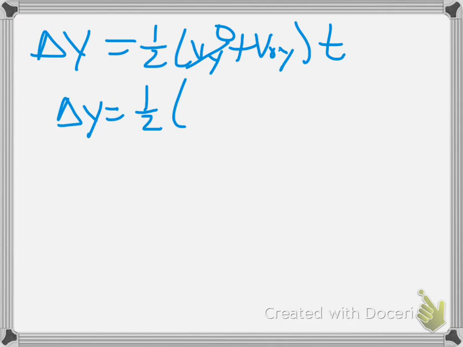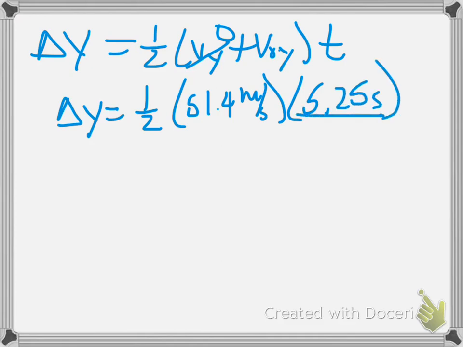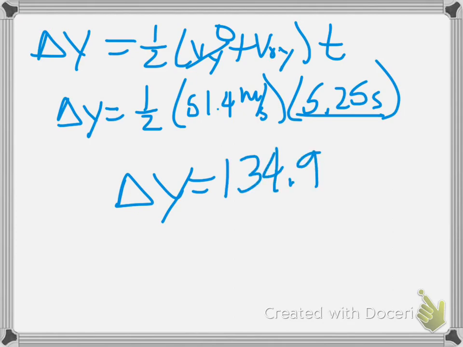1/2 multiplied by the initial velocity of 51.4 meters per second multiplied by the time of 5.25 seconds. Remember that 5.25 seconds is the amount of time it took to get only all the way up to the top. Not the entire thing, but halfway through the entire thing. So delta y is equal to 134.9 meters. I probably would round that to 135.